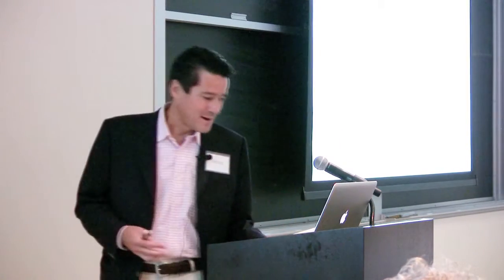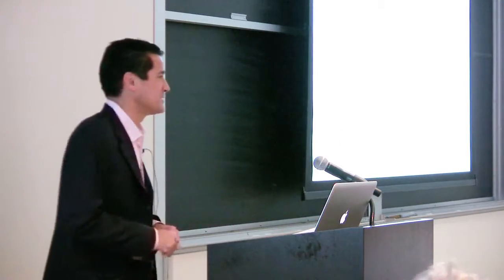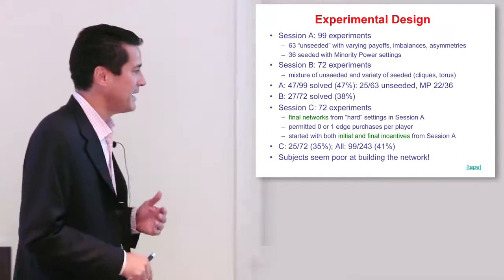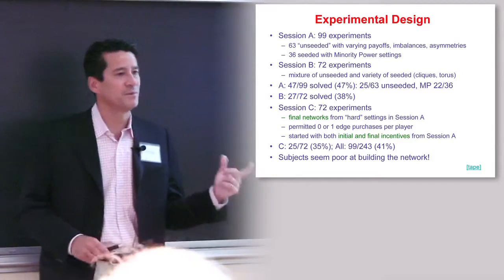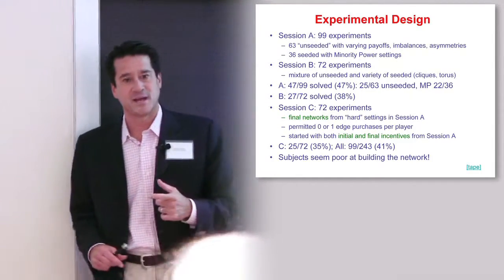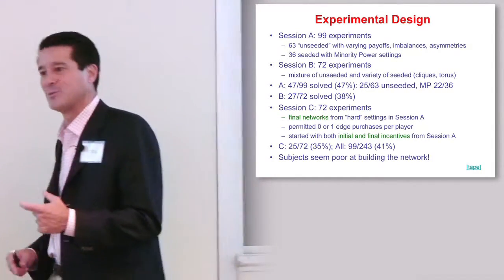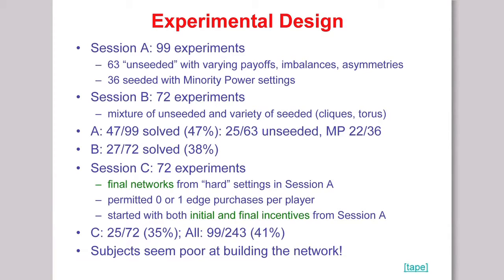Okay, so my top-level conclusion of this is that people are great at everything I've thrown at them, except when I gave them the opportunity to build the network to solve the task, their performance got radically worse. They seem poor at building networks, even though they're very good at solving a diverse set of problems across a diverse set of exogenously imposed networks.